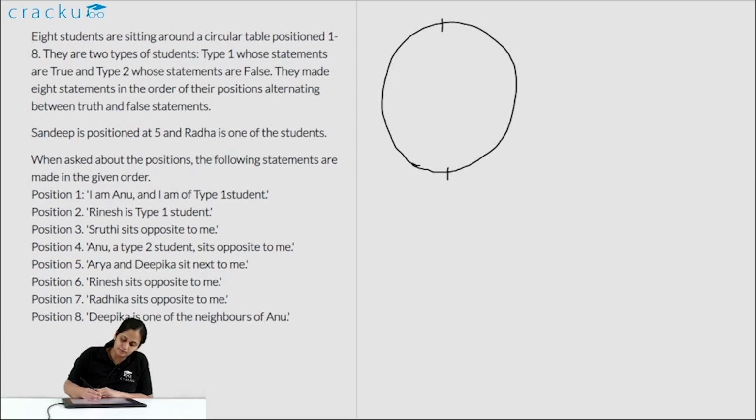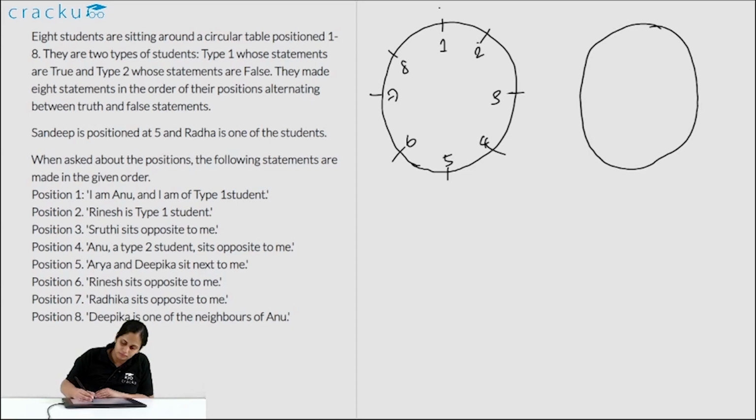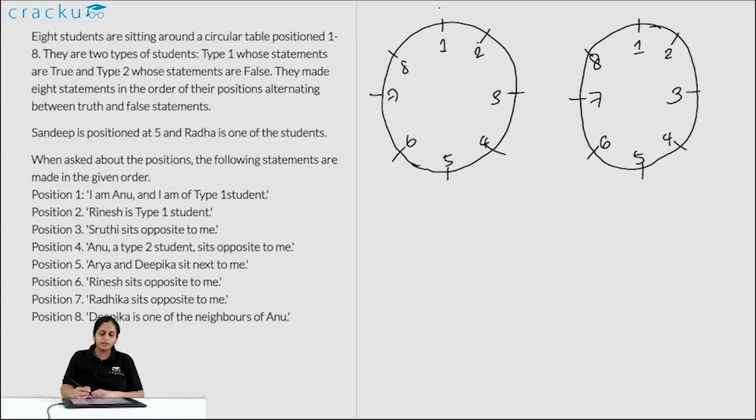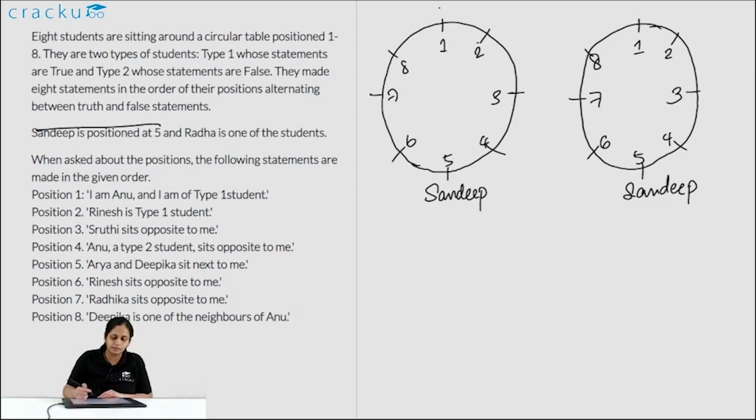So one possibility is this: positions 1, 2, 3, 4, 5, 6, 7, 8. We know that in both cases Sandeep is at 5, so I can put that down. Radha is one of the students, we will keep that for now.